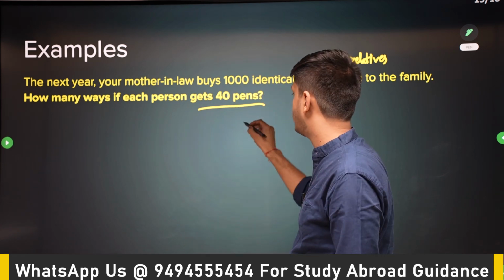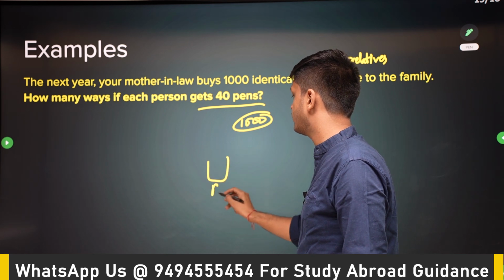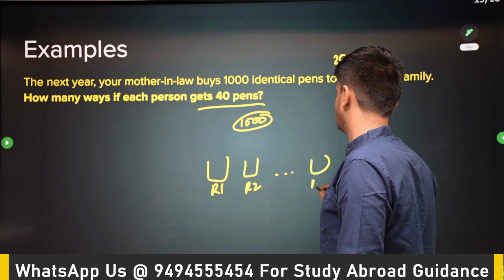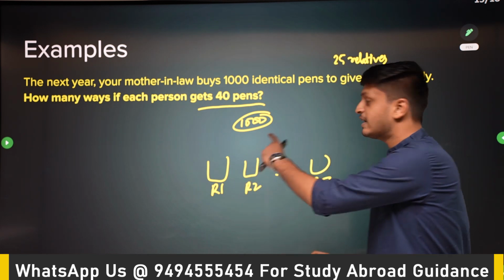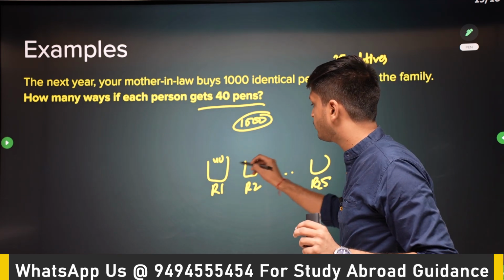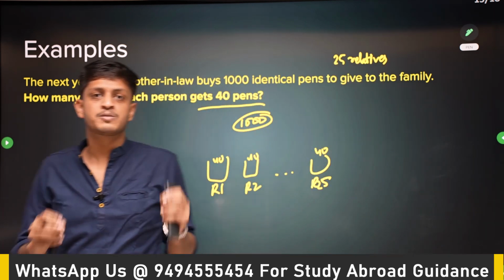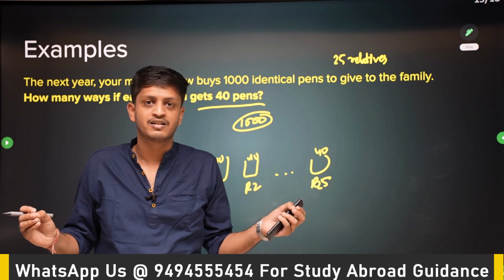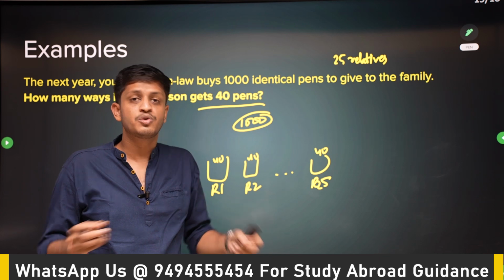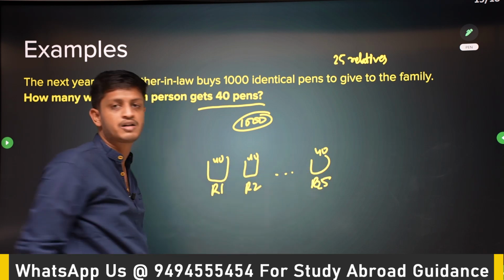So it is like you had 1000 pens and you have 25 relatives. See, the pens are identical, they look exactly the same. You have to give 40 here, 40 here, 40 here, exactly 40 here. It doesn't matter which pen you are giving to which relative, they are identical. And they are saying you have to give 40 to each one of them. So you don't have any option, you just have to take 40 and give to R1, 40 and give it to R2 and 40 and give it to R25.